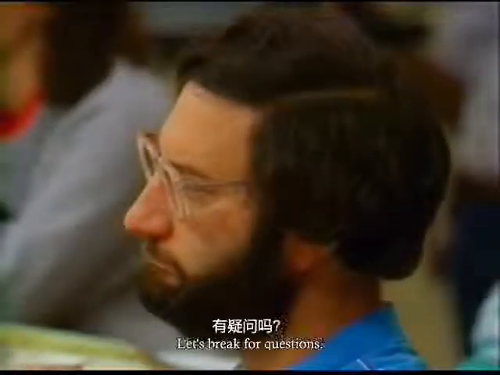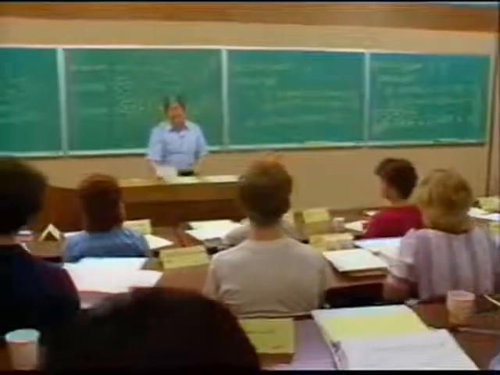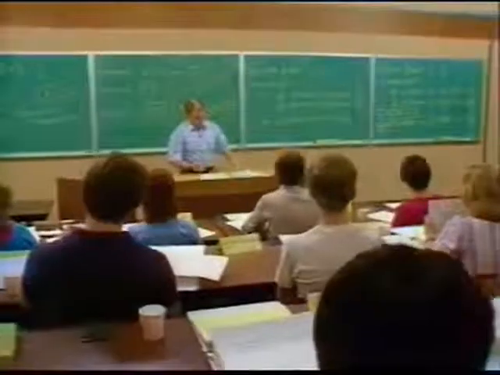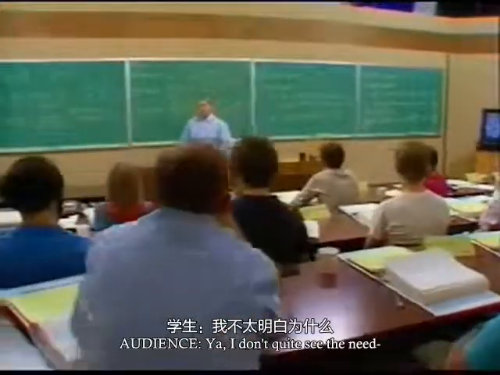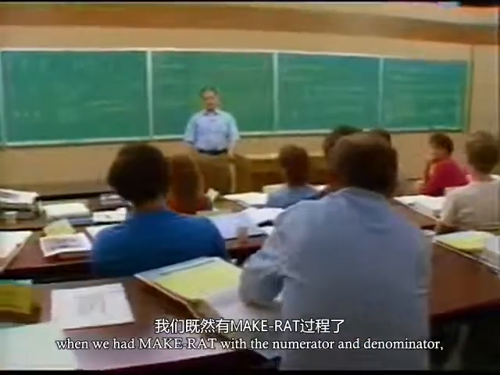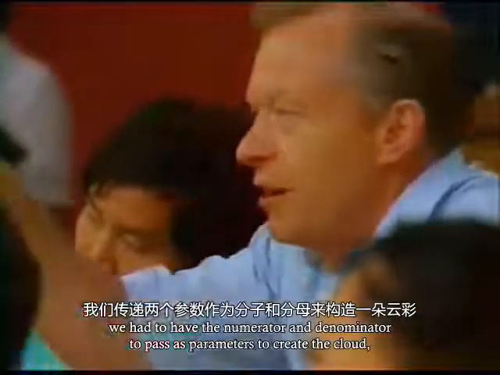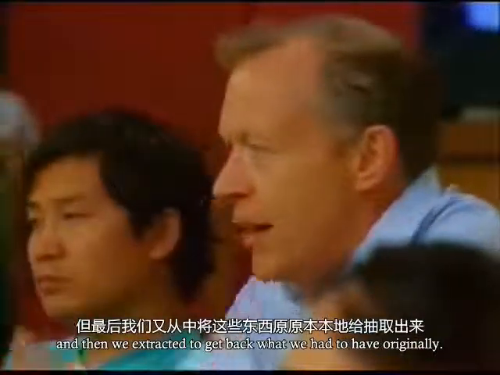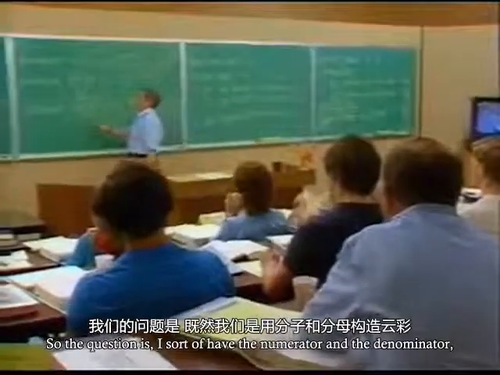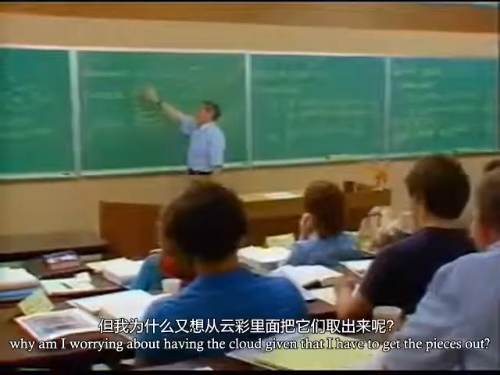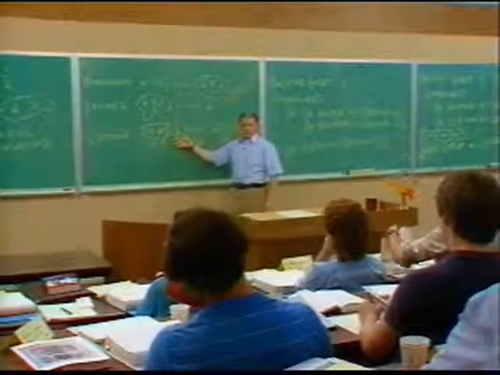Okay. Let's break for questions. Yeah, I don't quite see the need. Where we had make rat with a numerator and denominator, we had to have a numerator and denominator to pass as parameters to create the cloud. And then we extracted to get back what we had to have originally. That's right. So the question is, I sort of have the numerator and denominator. Why am I worrying about having the cloud, given that I have to get the pieces out?